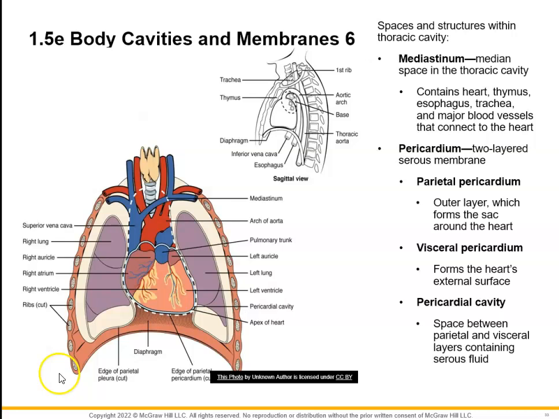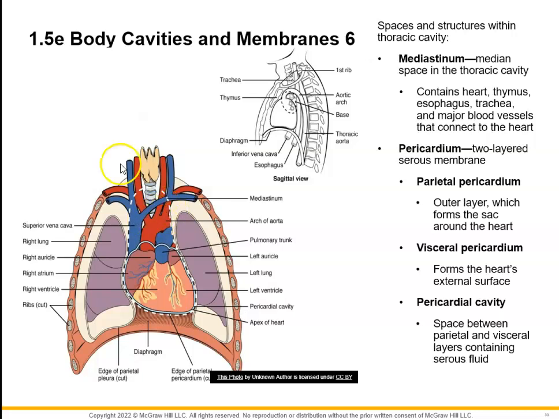We also subdivide the thoracic cavity into this area that's outlined with the dotted line right here. That is the mediastinum. So the mediastinum is a space within the thoracic cavity, and that's where the heart is located, along with a gland called the thymus, the esophagus that our food goes down, the trachea, which is our airway, and the major blood vessels that connect to the heart are all located within the mediastinum, which is in the thoracic cavity, which is in the big ventral cavity. You'll catch on, I promise.